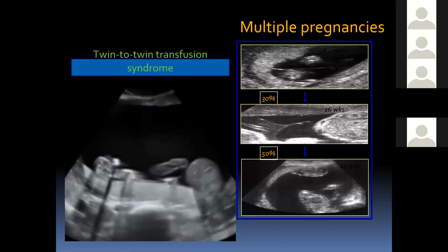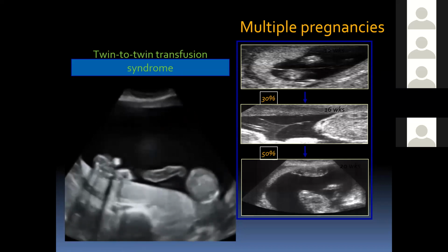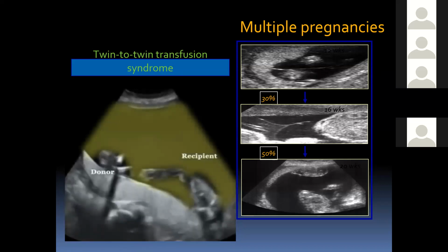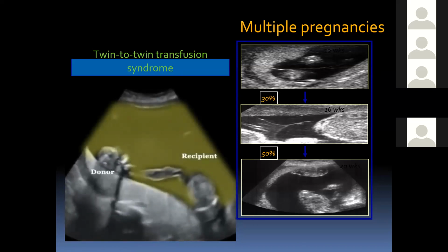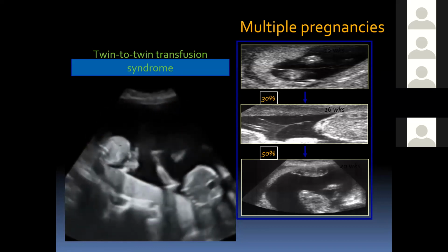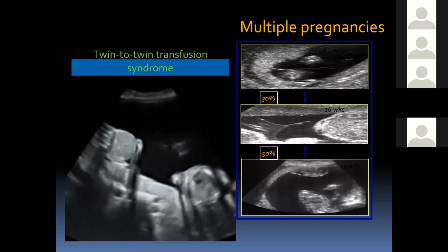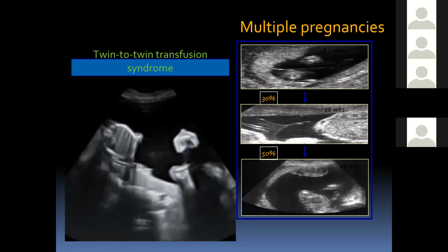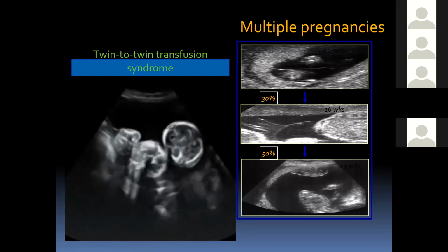Why is this condition so important? Actually, this is the essence of the complications of monochorionic twins, because you have this difference or communication in circulation that actually causes all the pitfalls we talked about and the risk of complications we talked about in cases of monochorionic twins, because this is what increases the risk of miscarriage, this is what increases the risk of preterm birth, and this is what increases the risk for sudden death.